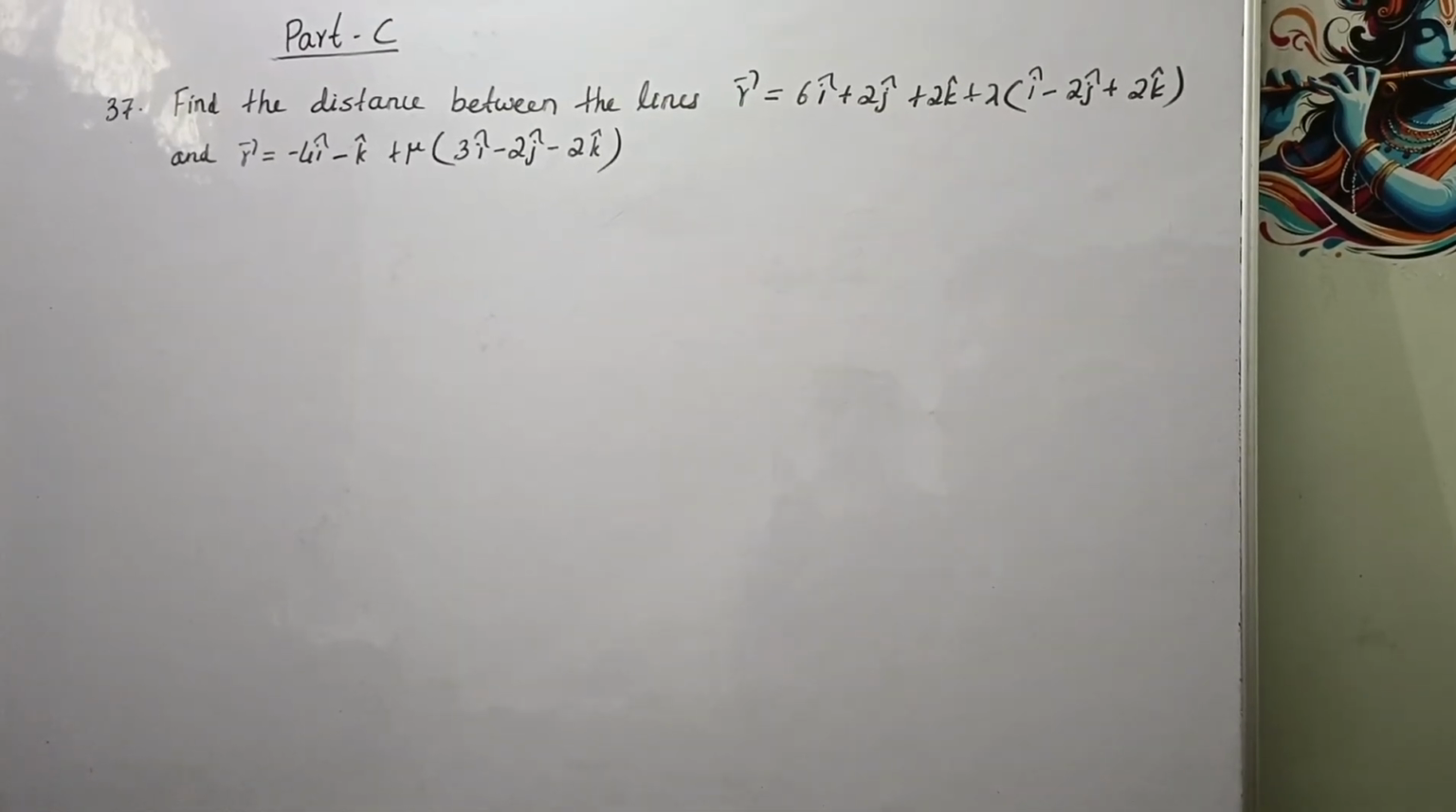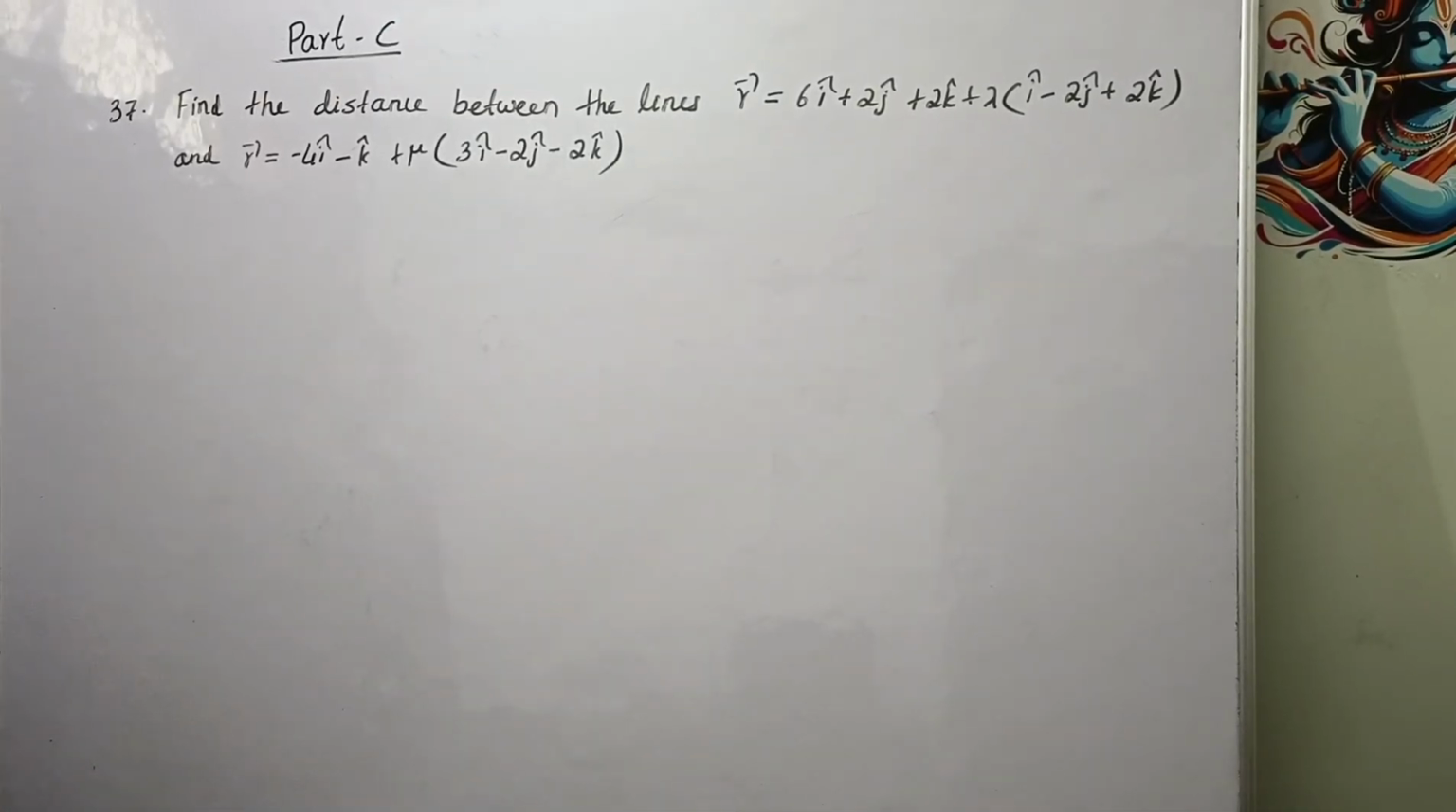Find the distance between the lines. Vector r is equal to 6i plus 2j plus 2k plus lambda into i minus 2j plus 2k, and vector r is equal to minus 4i minus k plus mu into 3i minus 2j minus 2k.